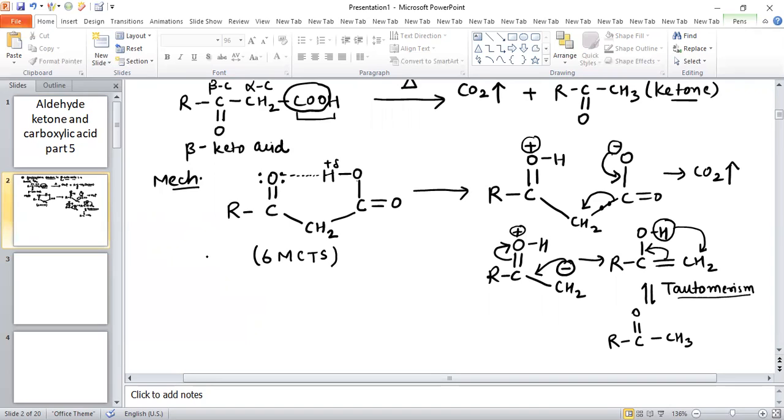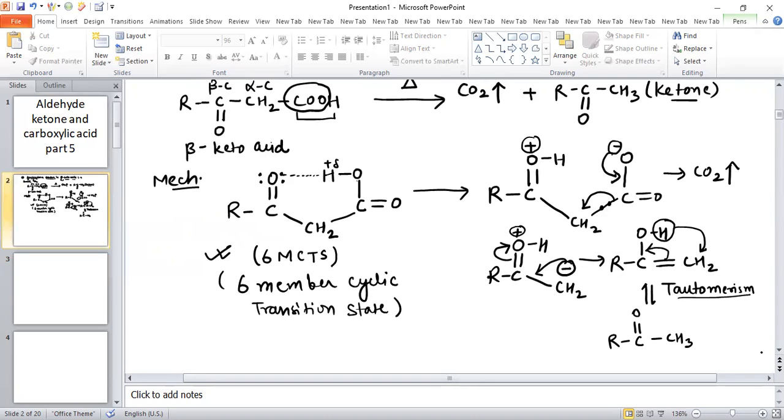So basically, a six-member cyclic transition state is formed in this case.